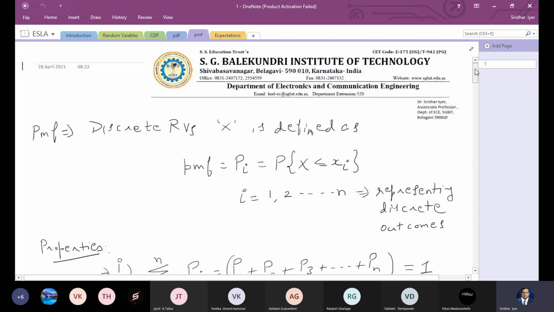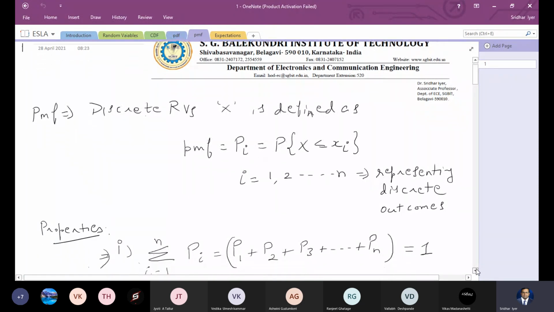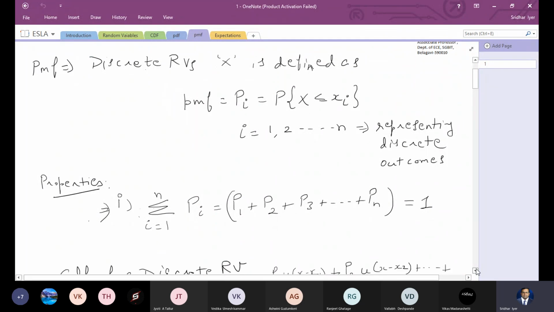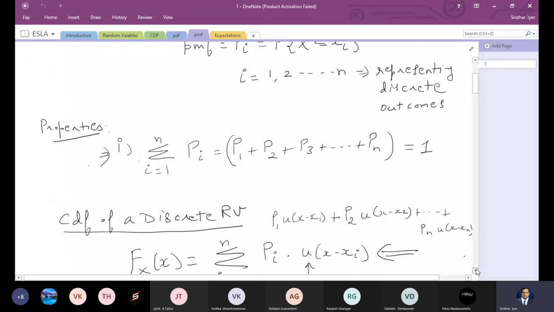So you can find the probability of x less than some value xi, where i indexes the discrete points, starting at 1 going all the way till n. So n is the final value when we complete the experiment. Right? So the important property, like the CDF, like the PDF, is that the summation of all these probabilities is always going to be 1. In the PDF, because it is used for continuous random variables, we use an integral with the limits, whereas for the PMF we use the summation because it is discrete in nature.